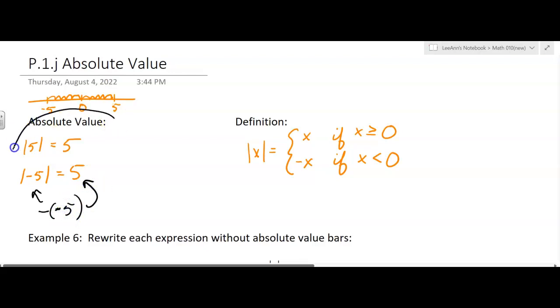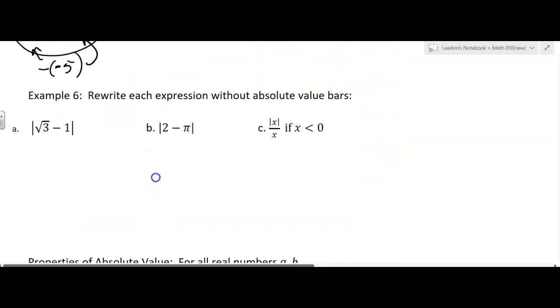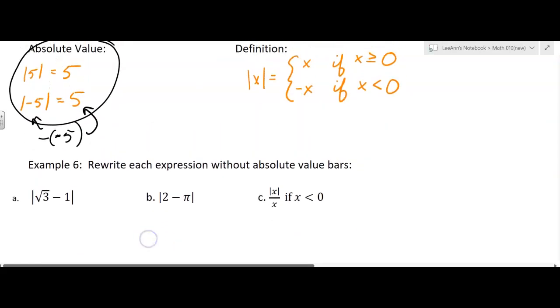Sometimes people just think, oh, it just makes things positive. But the definition helps us with other things, like what we're going to do right now. So remember this definition. It says rewrite each expression without absolute value bars. So what you have to do is rewrite this. Well, you have to know which case it is. Is it the case where we just keep it the same, or do we take the opposite of it? Okay, so that's the choice.